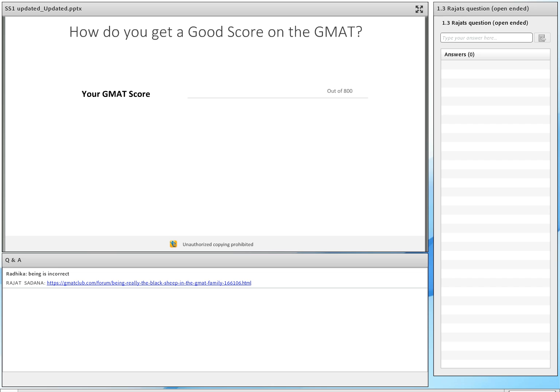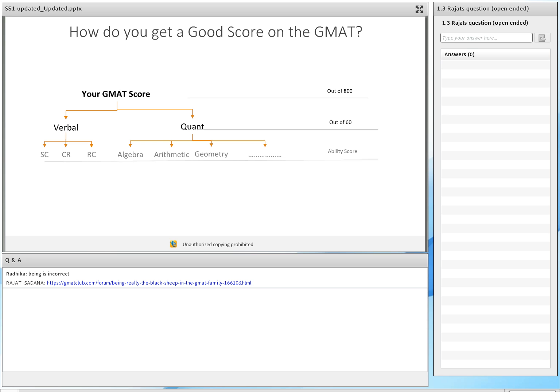The GMAT's a very logical exam. Your score out of 800 is built of two abilities, one in verbal and one in quant. Your verbal abilities are composed of different sub-abilities, or what we call subsectional abilities. Your verbal score has three almost equal subsectional abilities, one each in sentence correction, critical reasoning, and reading comprehension. And on the quant side, you see the corresponding structure as well. So essentially, if you draw inferences from this, acing the GMAT is not rocket science. It's actually fairly easy. It's very measurable, very predictable.